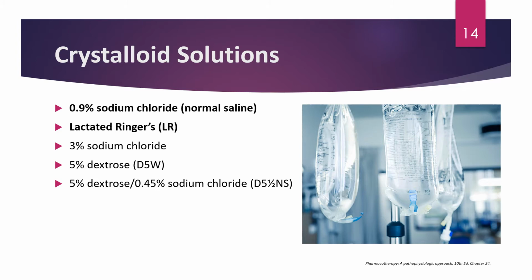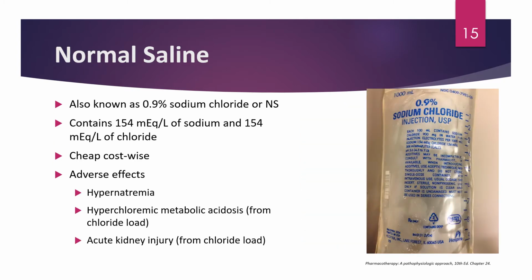We also have 3% sodium chloride. We have dextrose containing solutions like D5W and D5-NS. Normal saline is probably the most common agent that's used for volume resuscitation out in practice. It's also known as 0.9% sodium chloride, or NS. It contains 154 milliequivalents per liter of sodium and 154 milliequivalents per liter of chloride. It's relatively cheap cost-wise. It only costs maybe a few pennies to a few dollars. So whenever you think about all the other treatments that you could give, like blood products and colloids, blood products may actually be a little bit more on the expensive side.